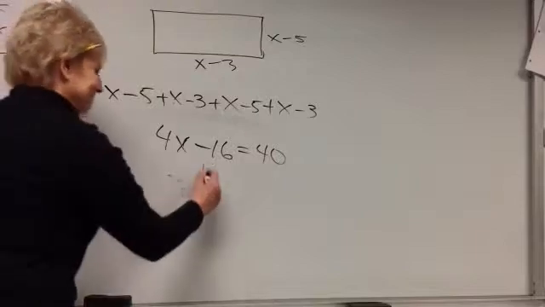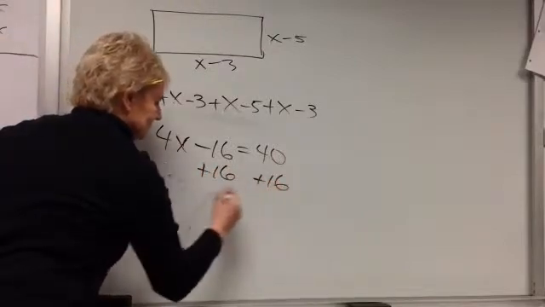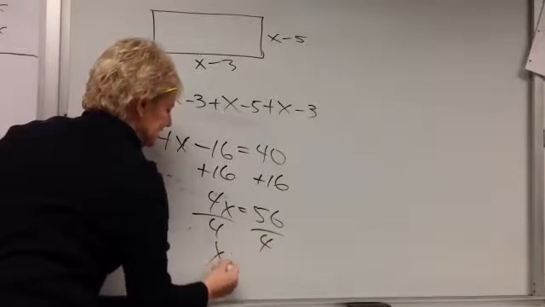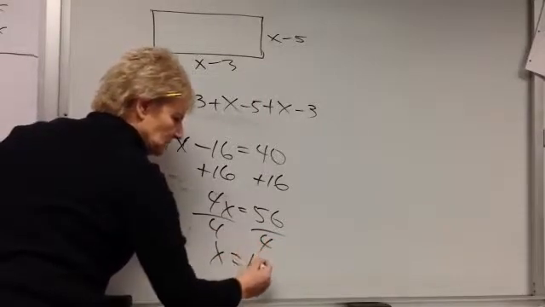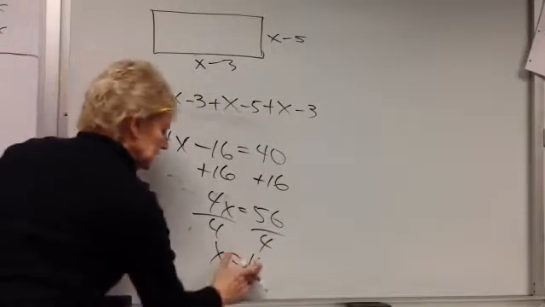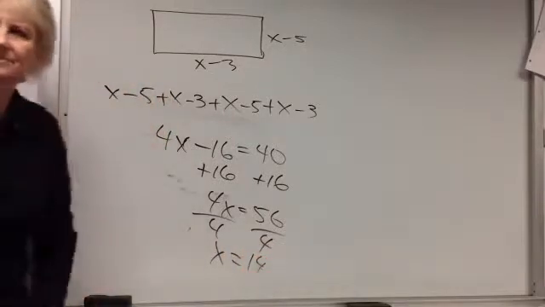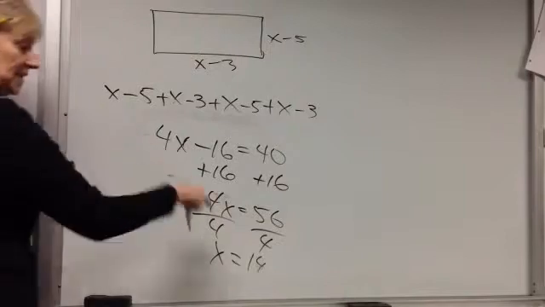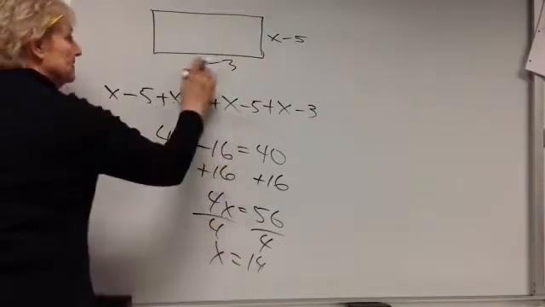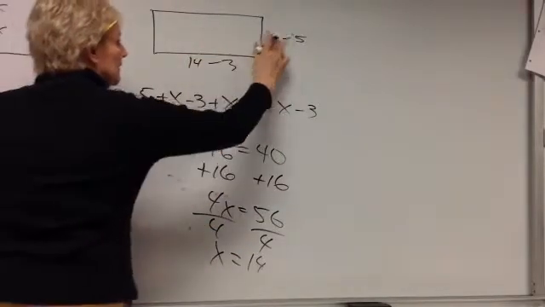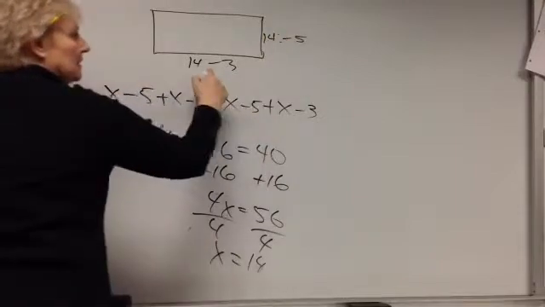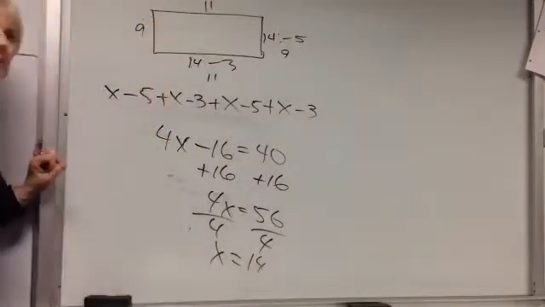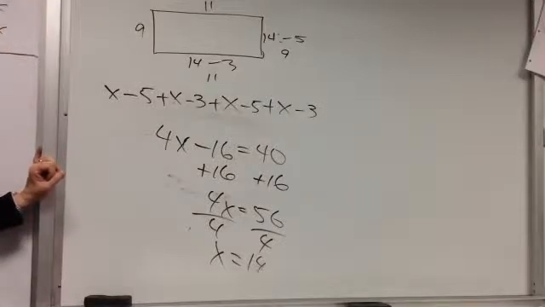Which is not going to come out right. Oh, yes, it is. No, it doesn't. What did I say? Oh, that's right. And you can check it. I said the perimeter is 40. 11, 9, 11, 9. Yep. Perimeter, 40. Okay, I get it now.